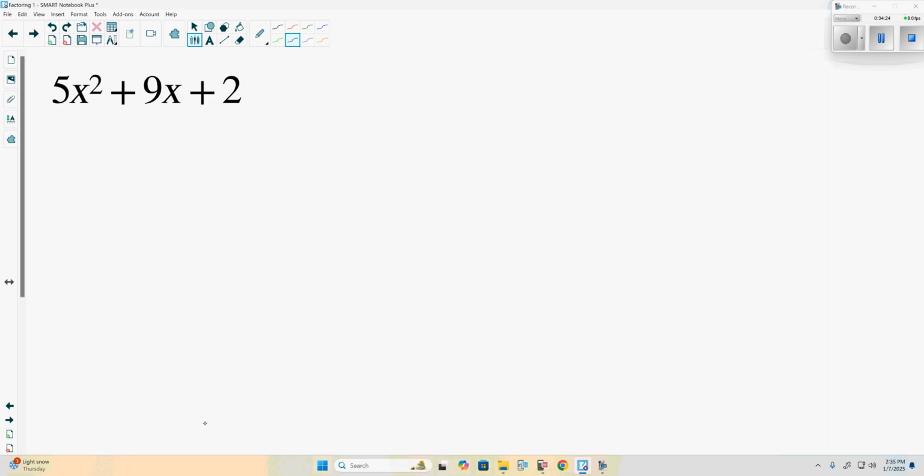Is there a greatest common factor between these three? And this one here is not. It is not factorable. There's nothing we can do with it.